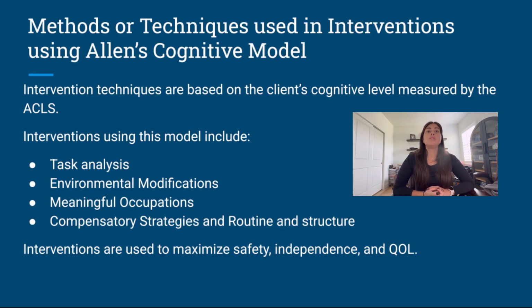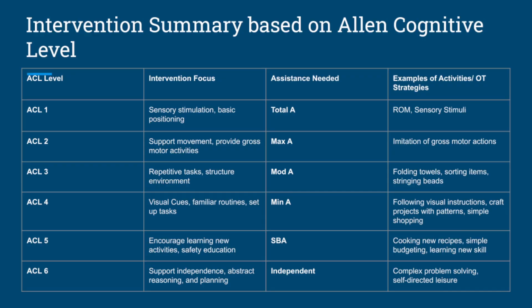Interventions using this model include activity analysis and task simplification, environmental modifications, meaningful occupations, and compensatory strategies. The clinician can grade the activity demand based on the client's cognitive level to reduce any type of frustration. This in all is to maximize safety, independence, and quality of life. So here is an example of the interventions that are applied based on the Allen cognitive levels. This includes intervention focuses, levels of assistance, and activities.